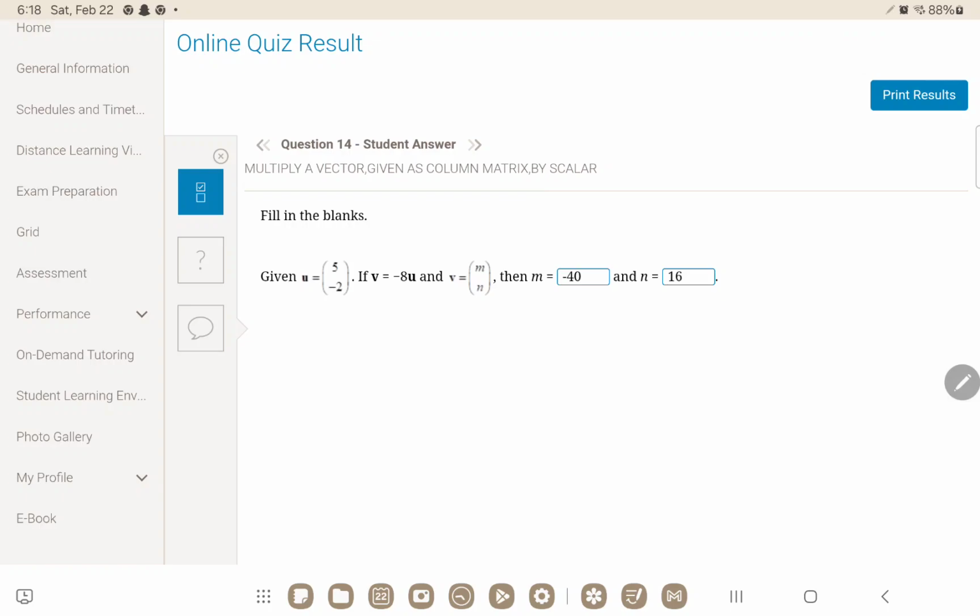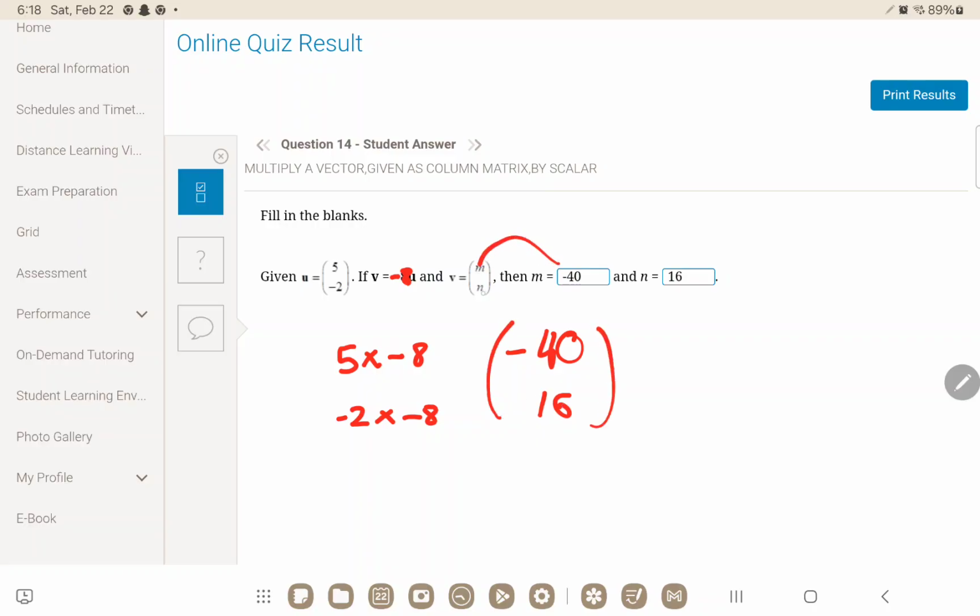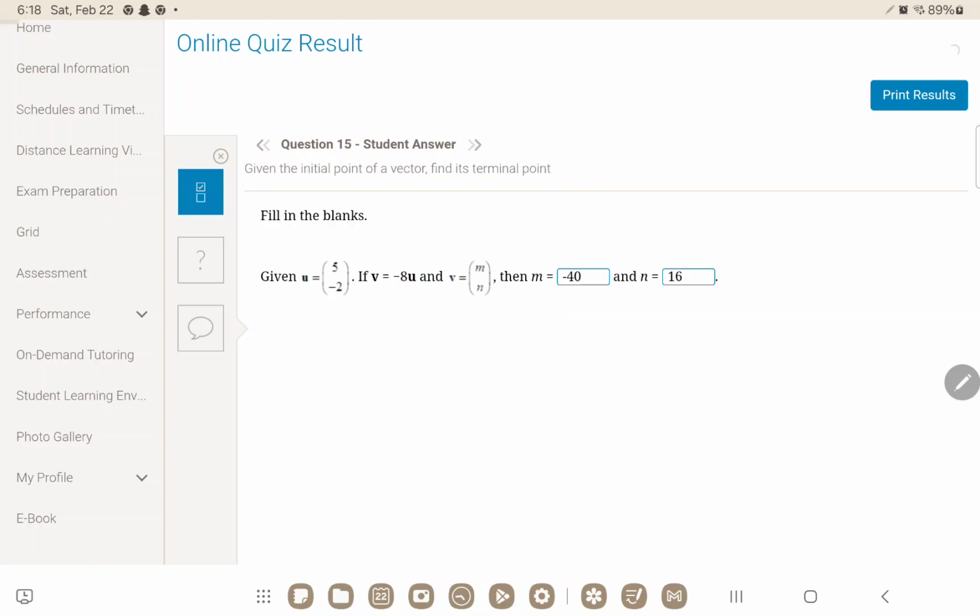Here we have a vector u, and v is negative 8u. So it's u going in the opposite direction, 8 times. So what we do is 5 times negative 8 and negative 2 times negative 8. 5 becomes negative 40 and this becomes 16. This is your new vector. M is negative 40, and N is 16. That's it. Moving on.